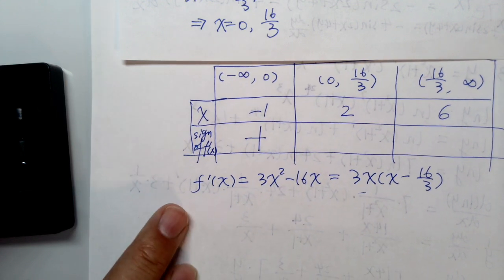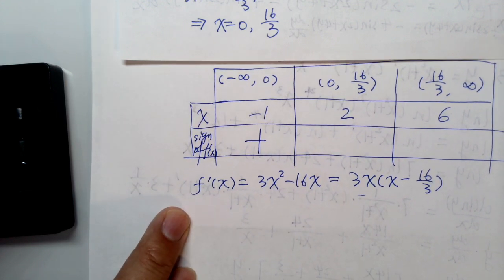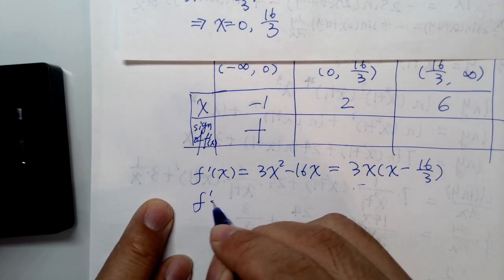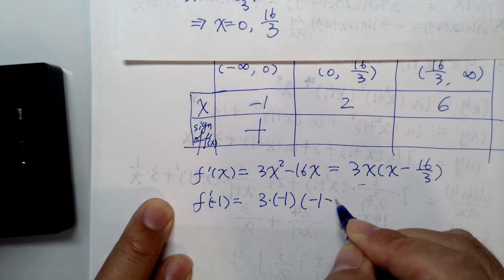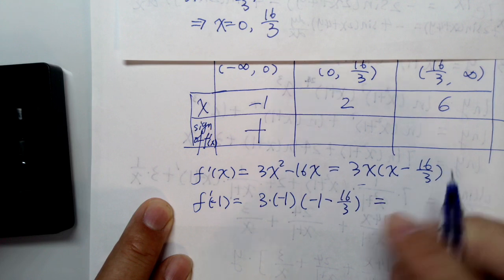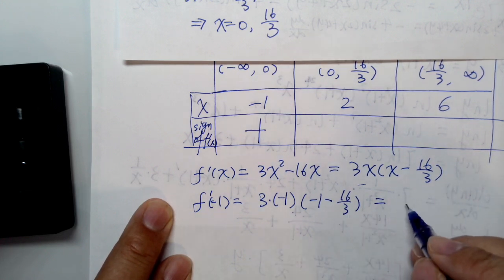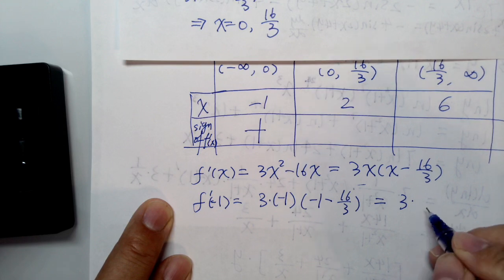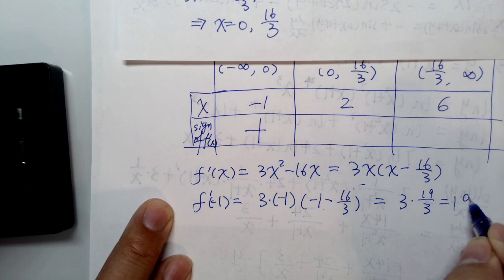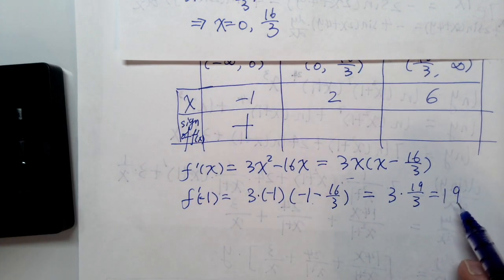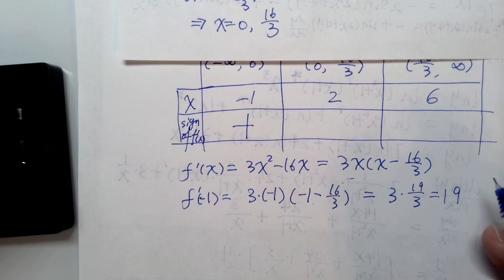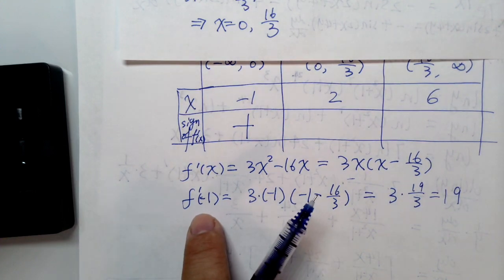Okay, it is positive. So of course, guys, you can definitely plug in -1 there. So 3 times -1, and then -1 minus 16/3. This turns out to give you 19. But the important thing is we really don't care about the exact value. What we care about the most is the sign of the derivative evaluated at this point.